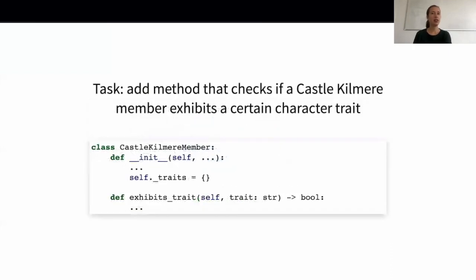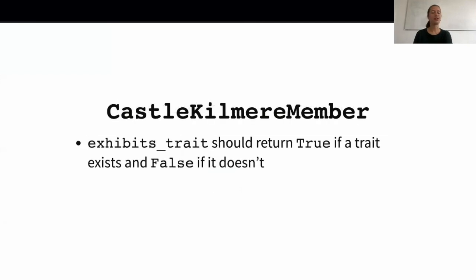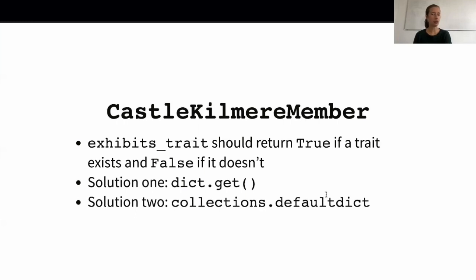We now want to add a function which checks if a Castle Kilmere member exhibits a certain character trait or not. As the type annotations show, the function should accept a trait as an input and return a Boolean, indicating whether the individual exhibits the trait in question or not. What we want for this function is to return False if a certain trait cannot be found. One way to solve this problem is the dict.get function. Another, even more powerful solution would be to use defaultdict from the collections module.